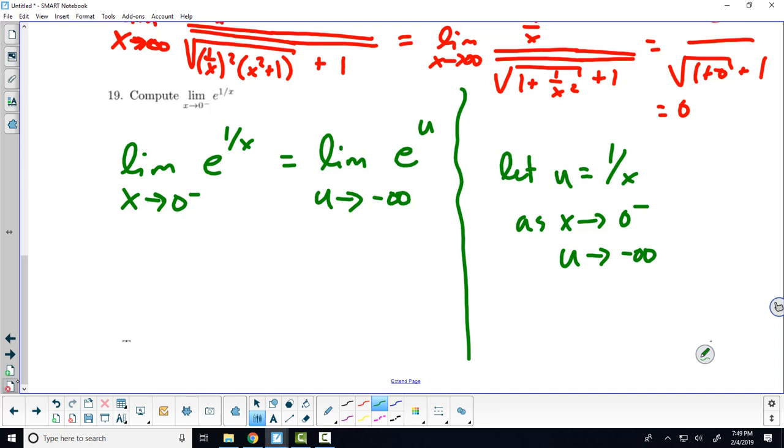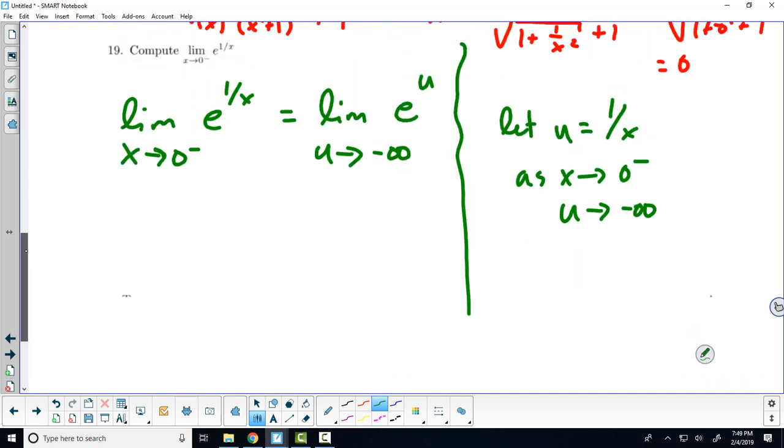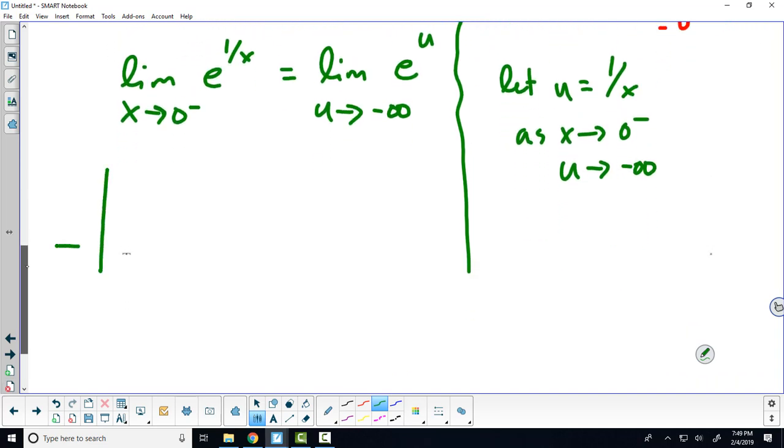To answer this question, you can just fall back on what you know about the graph of e to the x. Or I guess in this case it'd actually be the graph of e to the u. What does the graph of e to the u look like? Looks like this. So what happens as u approaches negative infinity to the y values of this exponential function? They're getting closer to 0. So this limit is 0, hence the original limit was 0.